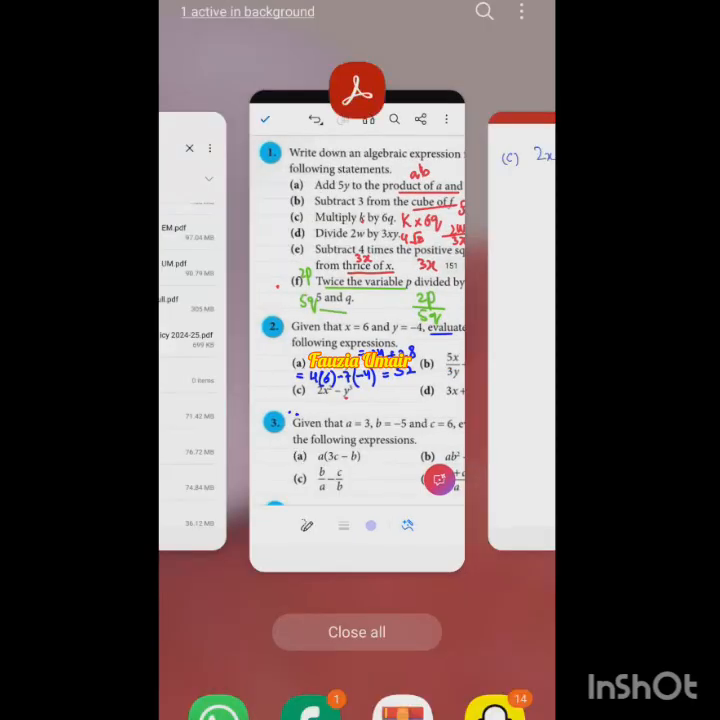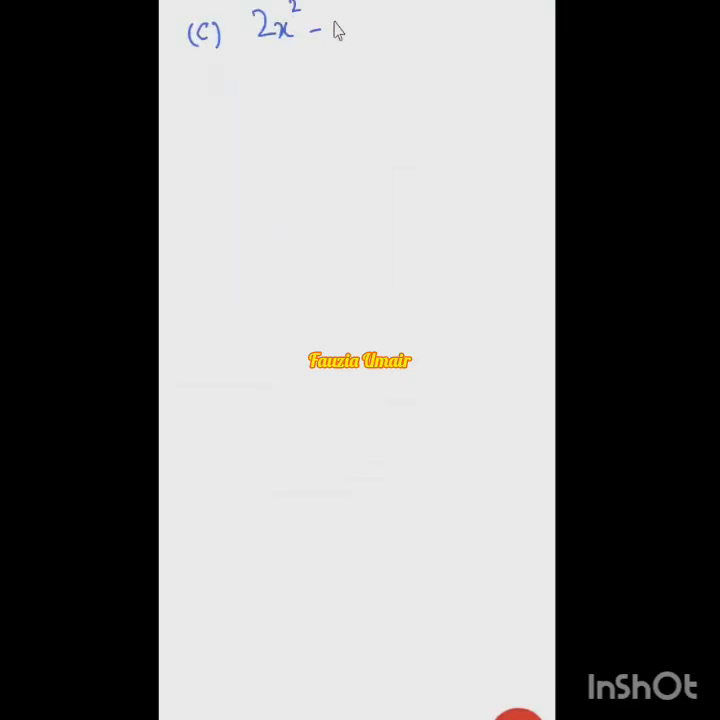So C part is 2x square minus y cube, right? So we know that x is equal to 6 and y is equal to minus 4, right? So now we will first of all just put the values. So we will just replace the value. 2 multiplied by 6 square minus, y is minus 4, cube. So we are just putting the values of x and y, right? So now, what is 6 square?